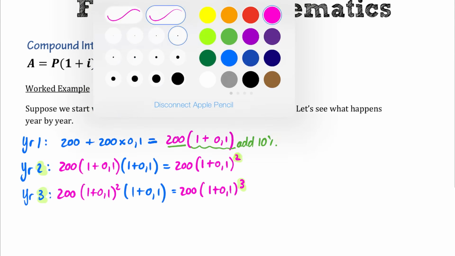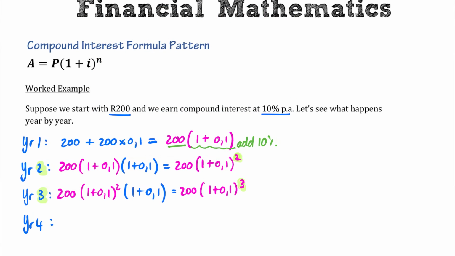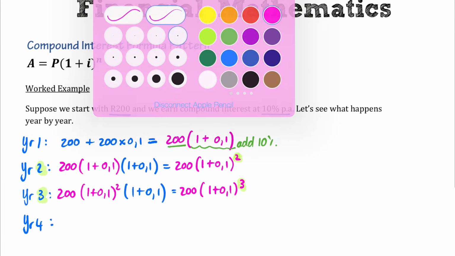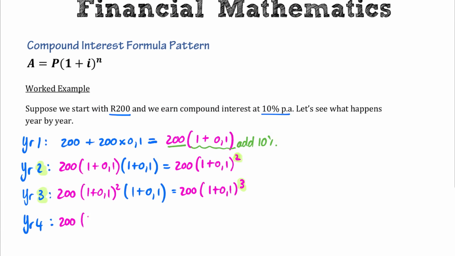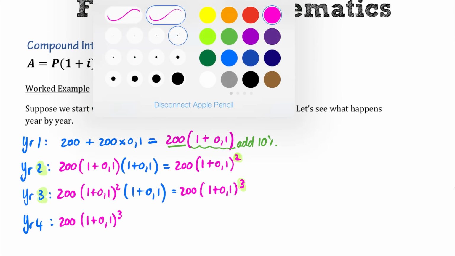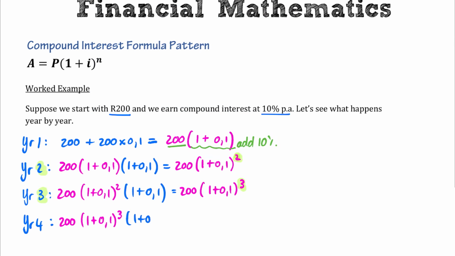And so we can start to see the pattern in year 4. We would take our previous year's total. This would be 3 years worth of compound interest. And now we hit it with the 4th year worth of compound interest to get a total that gives us the value at the end of 4 years. And again, we notice that this exponent matches the year number.